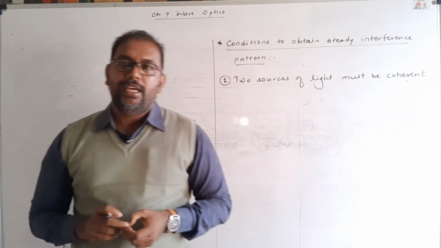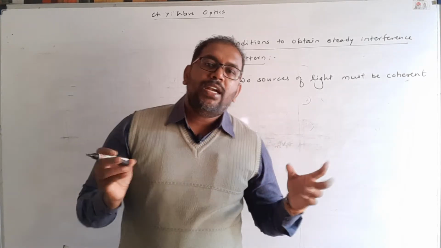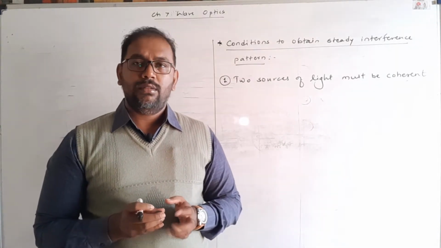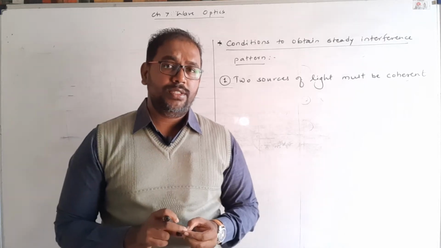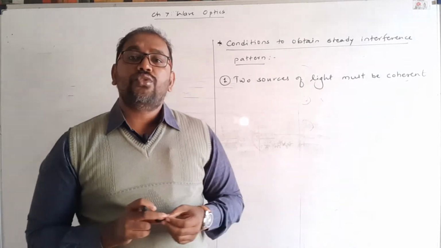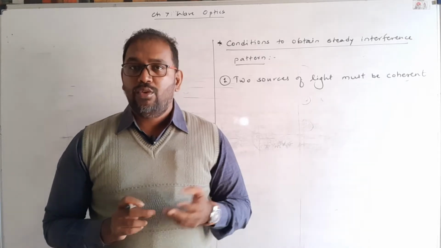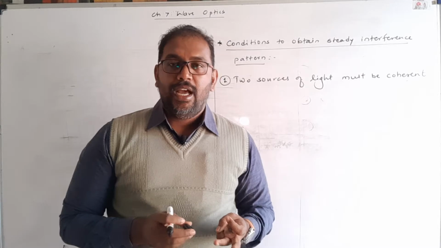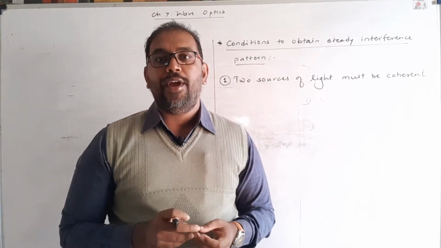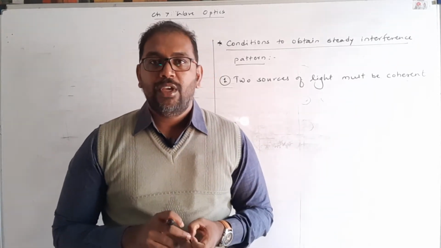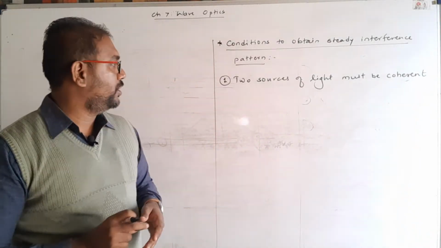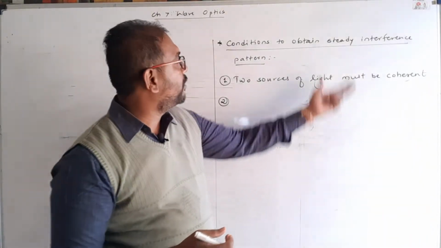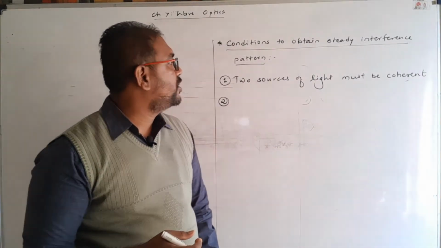Now note one thing here. Two similar type of sources cannot be coherent sources. Listen, then how do we get coherent sources? Coherent sources we can obtain by two methods. The first method is the Fresnel biprism method and the second method is Lloyd's mirror. By both methods we can obtain coherent sources. We learn these two methods later on, but first we cover the conditions to obtain a steady interference pattern.